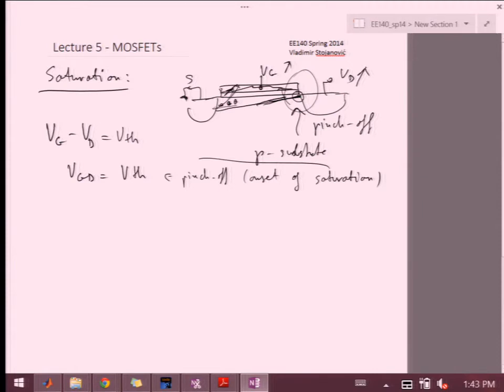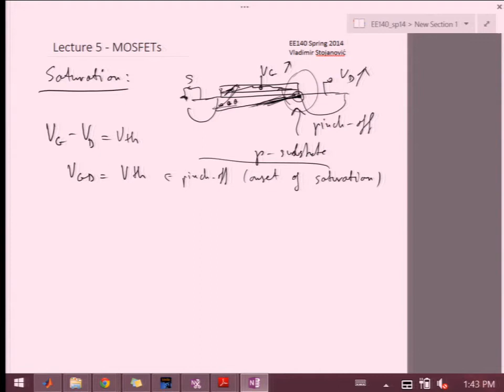So after this, if I increase my VD further, I just essentially start depleting even more. So this starts pulling back, but it's weak because now it's kind of a depletion region forming there as well. Okay, and we're going to do that as well. But this is kind of the onset of that behavior where drain stops having influence on what's happening in the channel. Okay. And we sort of want that, right?